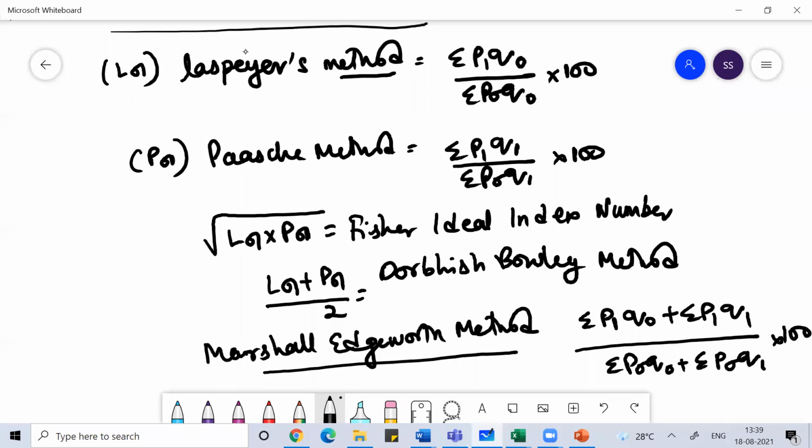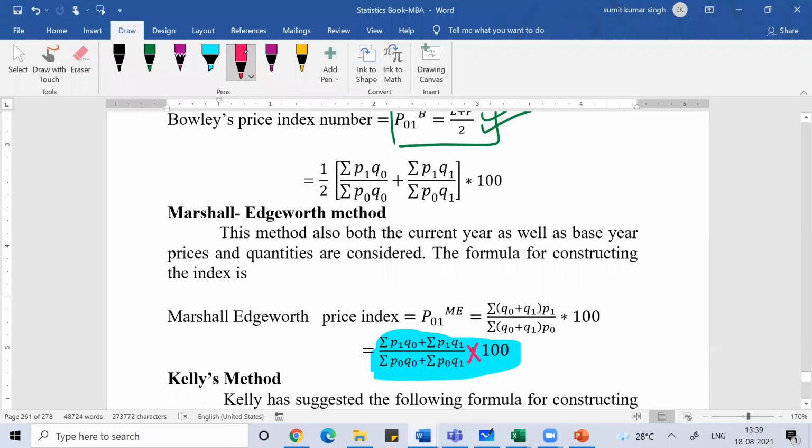So please make a note of all these methods. You have to remember the formulas. Nothing else is there in this chapter, only remembering the formulas. Then you have the Kelly method.